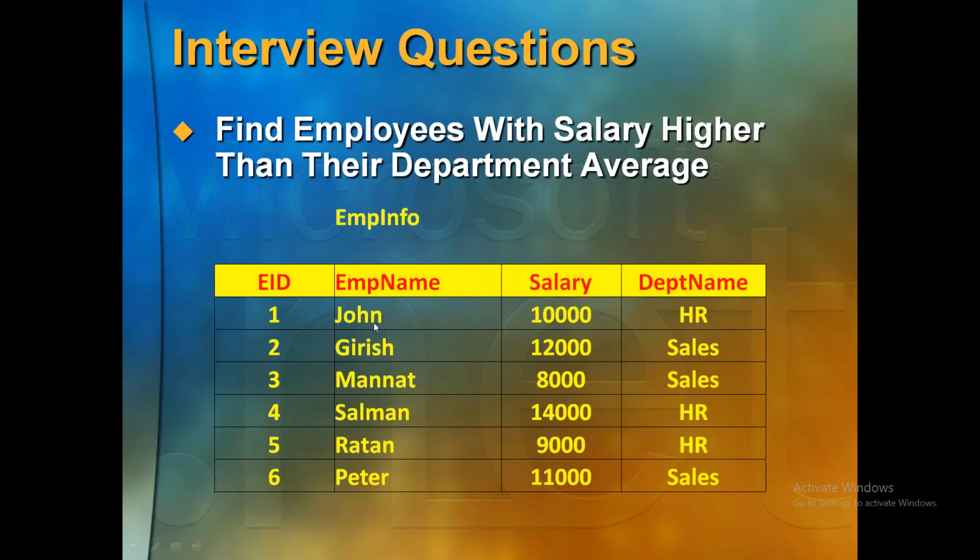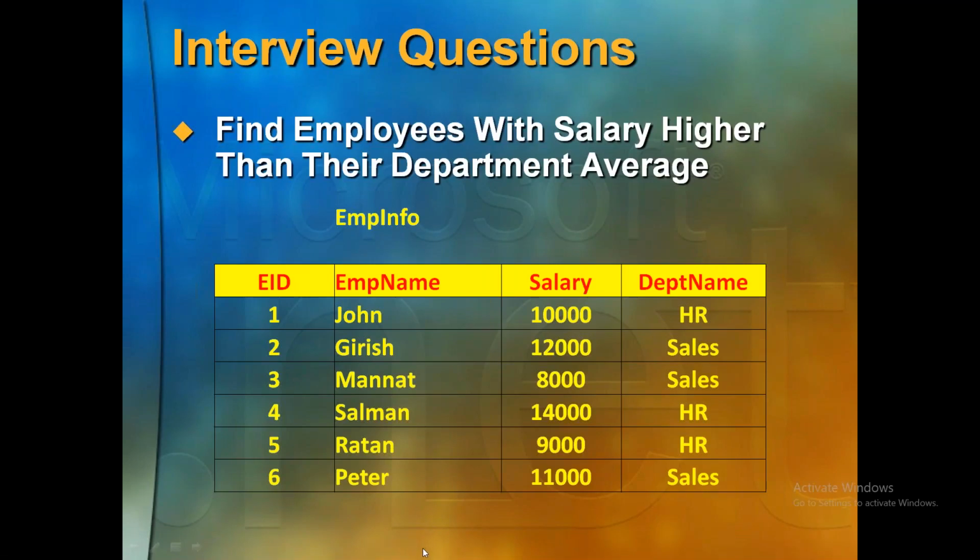For example, John belongs to HR, Salman belongs to HR, Ratan belongs to HR. Now you need to find out the department-wise average salary. Two departments are available: one is sales, the second one is HR. So I wanted to find out, grouping by department, the average salary. That is the first query. But I don't need the department-wise salary, right?